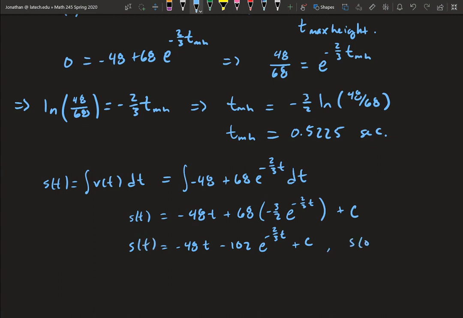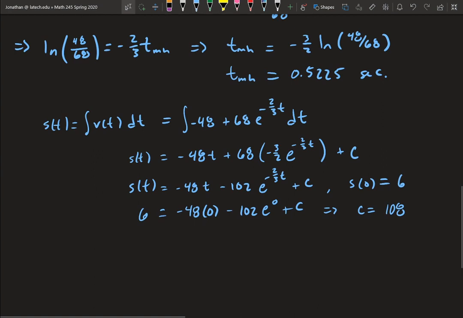We know s of 0. It starts out 6 feet above the ground. So 6 equals negative 48 times 0 minus 102 e to the 0 plus c. So we could say c is going to be 108. So our position function, s of t, is negative 48t minus 102 e to the negative 2/3 t plus 108.